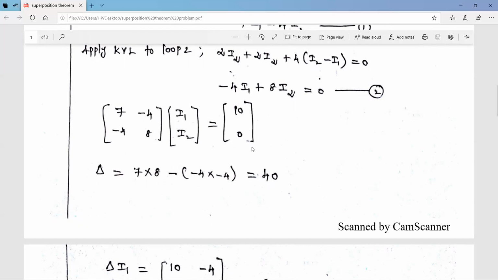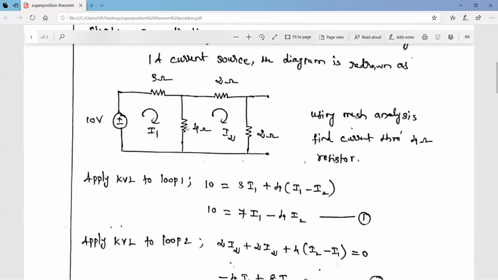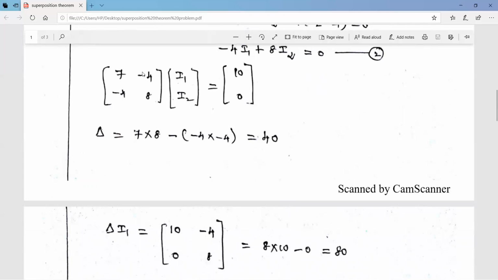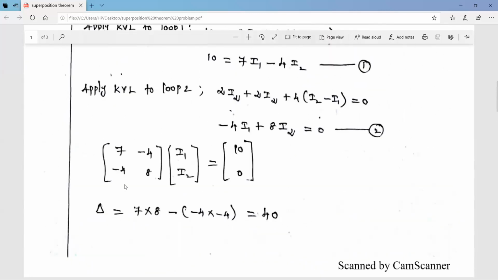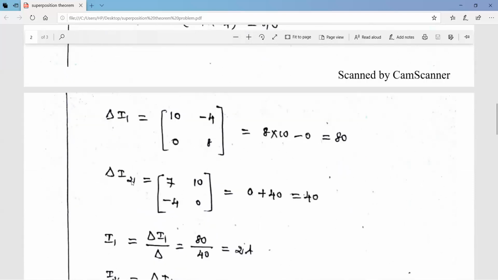In this case, our aim is to find the current flowing through the 4 ohm resistor. According to this diagram, the current flowing through the 4 ohm resistor is I1 minus I2. So we have to solve for both variables I1 and I2. From this, we find the value of del. The determinant, del, of this 2 by 2 matrix is 40. Similarly, del I1: in the 2 by 2 matrix, replace the first column by the constant values 10 and 0. Doing so, we get the answer 80.